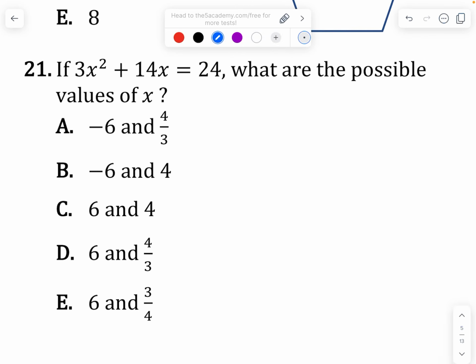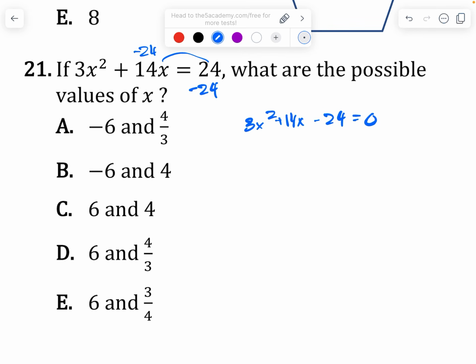If 3x squared plus 14x equals 24, what are the possible values of x? Okay, the way you're going to do this is solve a quadratic equation. So let's first move the 24 over here. 3x squared plus 14x, you're going to subtract 24 on both sides, minus 24 is equal to 0.